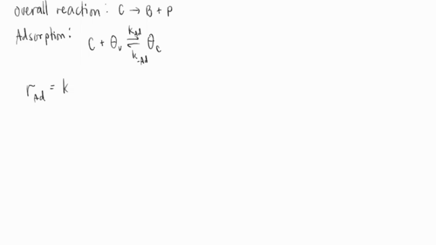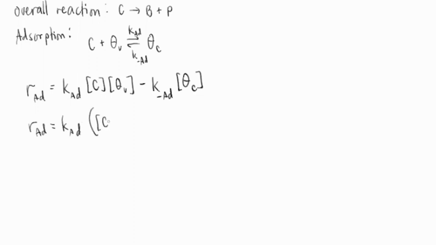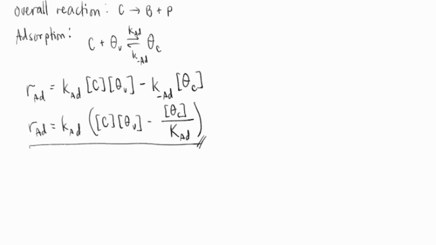We can now express our net rate of adsorption as first for the forward reaction, that is the constant for adsorption multiplied by the concentration of cumene times the concentration of the vacant active sites, minus the reverse reaction, that is K negative adsorption times the concentration of the active sites containing cumene. Doing what we did earlier, we can factor out our constant KAD, and then we will have the concentration of cumene times the concentration of the vacant active sites minus the concentration of the active sites containing cumene over our equilibrium constant for adsorption. This is now our expression for the net rate of adsorption. We will follow the same flow of solutions for surface reaction and desorption.